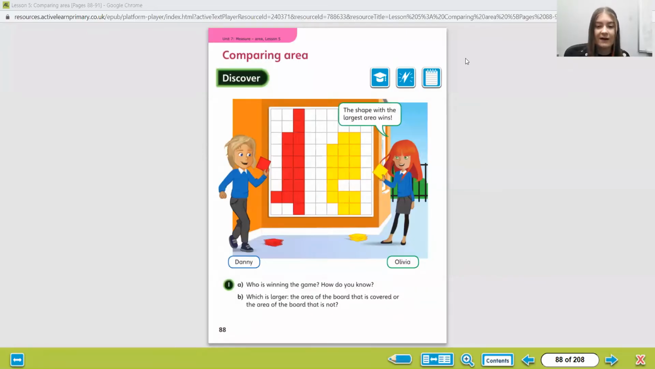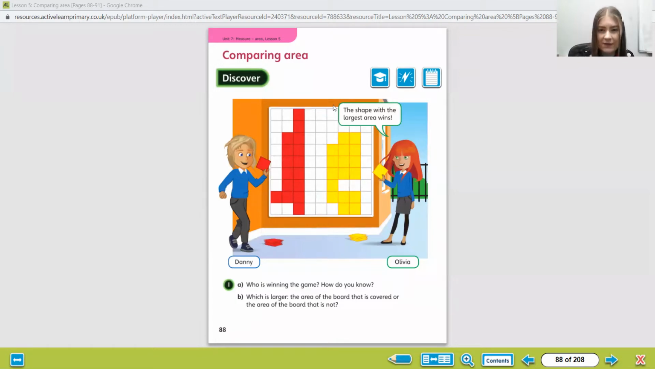Okay, guys, so to find the area of the board that is covered, we needed to add together Danny and Olivia's areas to find the whole area. And that was 33 squares. And then I've counted the squares of the rest of the board to see the blank squares to work out the area of what is not covered.